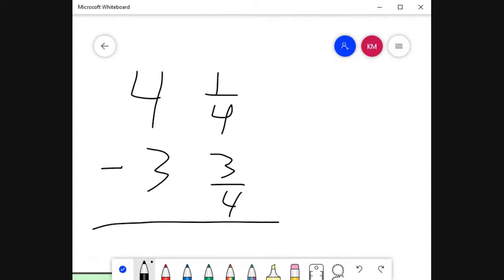Well, just like we borrowed from the different numbers in order to add on to the last number, same rule applies. So to make 1/4 bigger than 3/4, I would need to borrow a whole to add to my fraction. So I'm going to borrow 1 whole from the 4, which gives me 3.